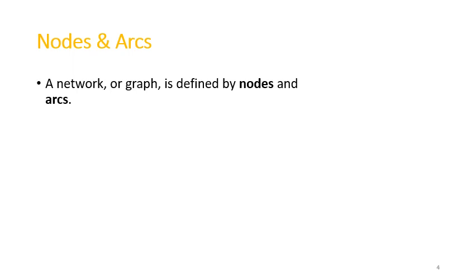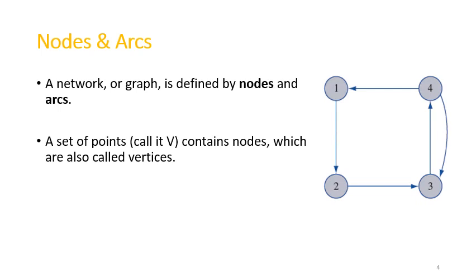A network or graph is defined by nodes and arcs. These are the two components that define a network. In a network, we have a set of points, all the circles, that we call nodes. We have a set of nodes and we call that set V. V is a set of nodes, which we can also call vertices. We have 4 nodes in this example here, 1, 2, 3, 4, and V is a set that contains those nodes.